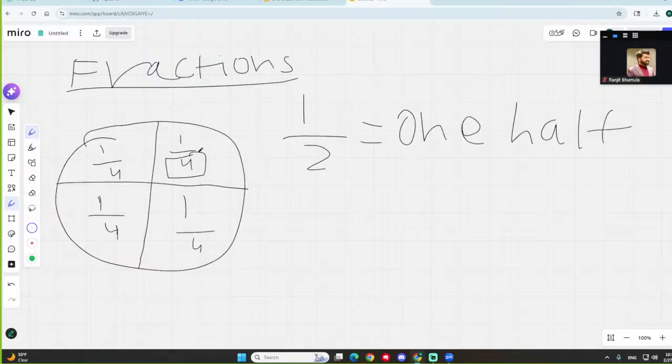denominator for our purposes is going to be how many parts there are. So fractions will get more complex later, but this is what we're going to learn today. So we're going to be learning about dividing things into quarters and halves.